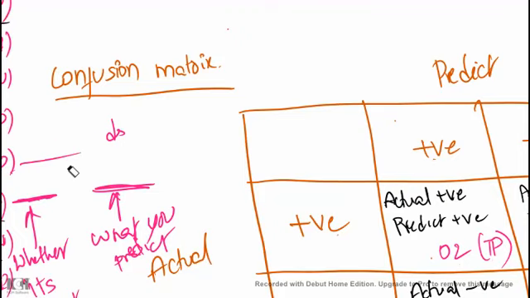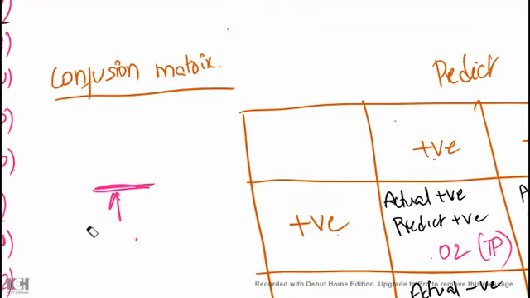Now, the next two words are clear, right? The first word indicates whether you have done correct or wrong. The second word indicates what you have predicted. The second word indicates the predicted value, not the actual value, the predicted value. Remember, the second word indicates the predicted value. The first word indicates whether it is correct or wrong.